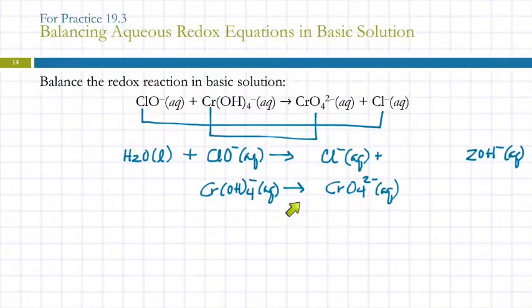Do the other one for mass. I have 1 chromium and 1 chromium. I have 4 oxygens and 4 oxygens. Nice. But then I got these 4 hydrogens. So I need to put 4 hydrogens over here. And I put those in as 4 hydrogen ions.